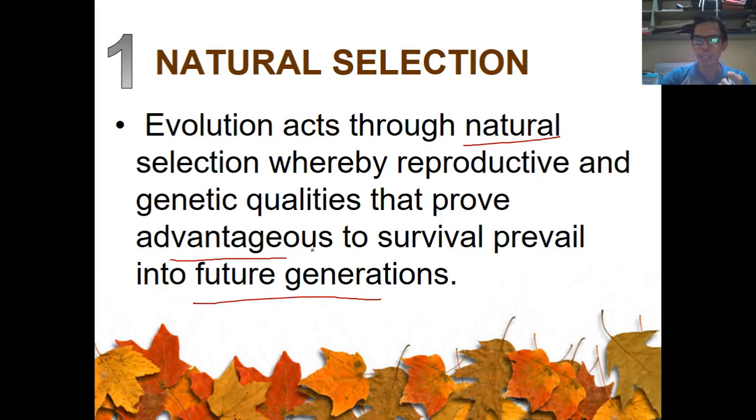That advantageous trait that survives over time due to the environmental challenges that nature gives will survive, and they will reproduce in the next generation. So they will likely be successful in terms of reproduction. So nature will select these genetic qualities that will be advantageous to the survival of that organism.